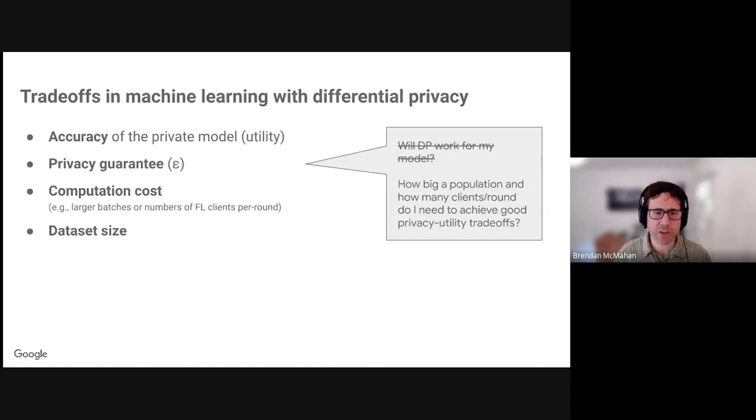Because we strongly feel that getting any finite differential privacy guarantee is a big step forward from using completely non-DP training algorithms.